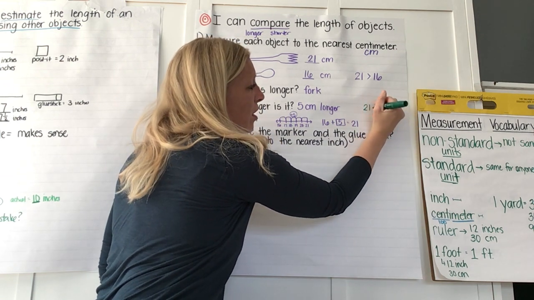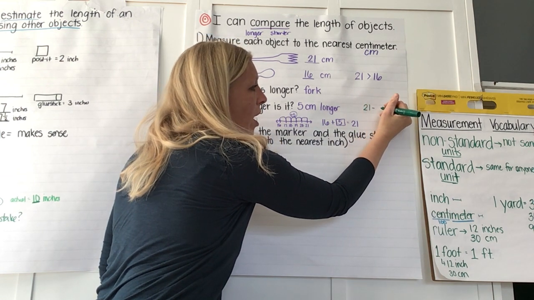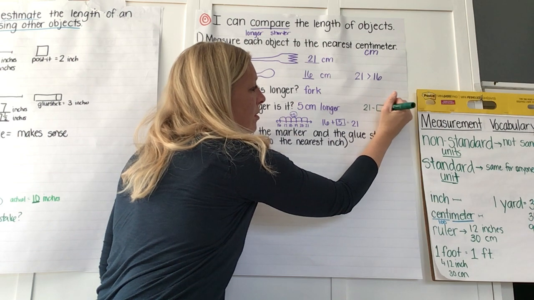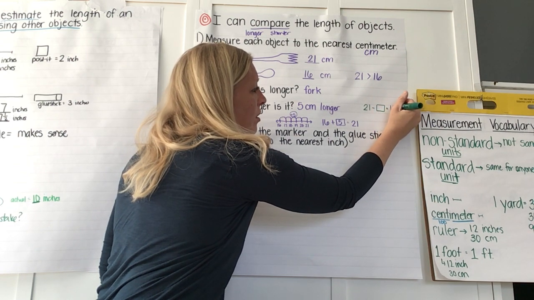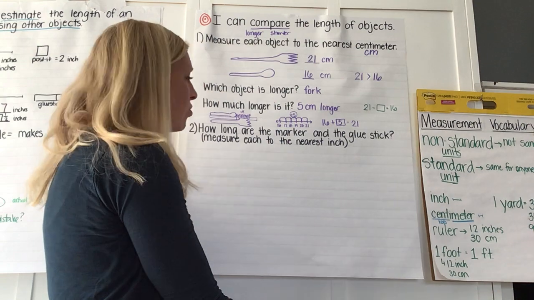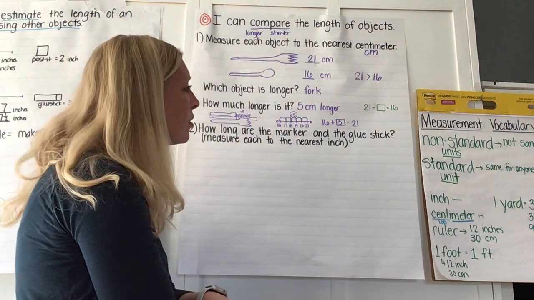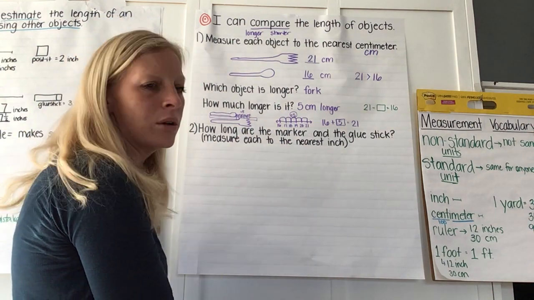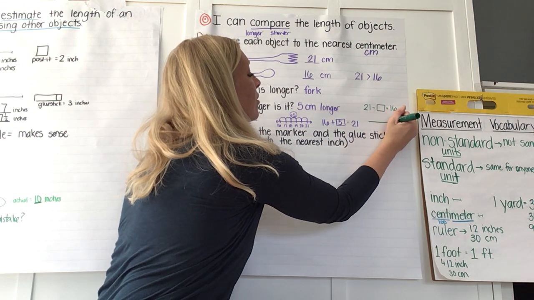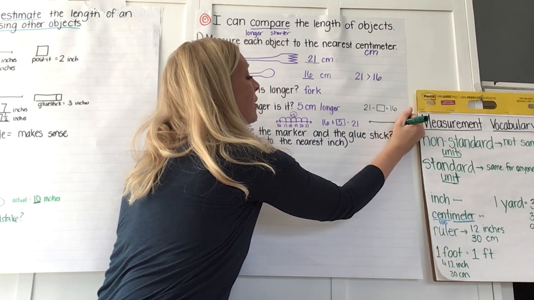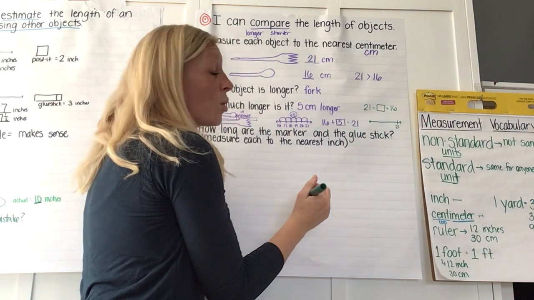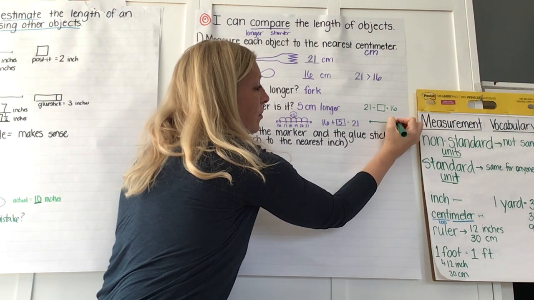You started at 21 and you took away what? Something to get to 16. What tool did you use? Did you use the ruler, a number line? What did you do? Use a number line, okay? And so where did you start on your number line? 21. And then what did you do?